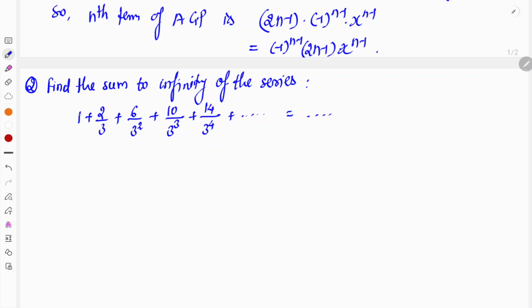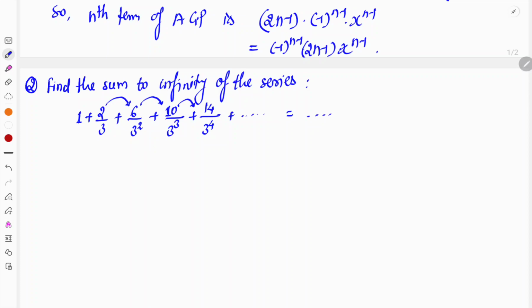First of all, you see this is 1, this is 2, then 6, then 10, then 14. So if you leave 1, then 2 plus 4 is 6, 6 plus 4 is 10, 10 plus 4 is 14. Means the numerator, if you see, is in AP, and the denominator you see here: 3, 3 square, 3 cube. Okay, so this is in GP. So what you need to do in this one, you try to identify AGP first.